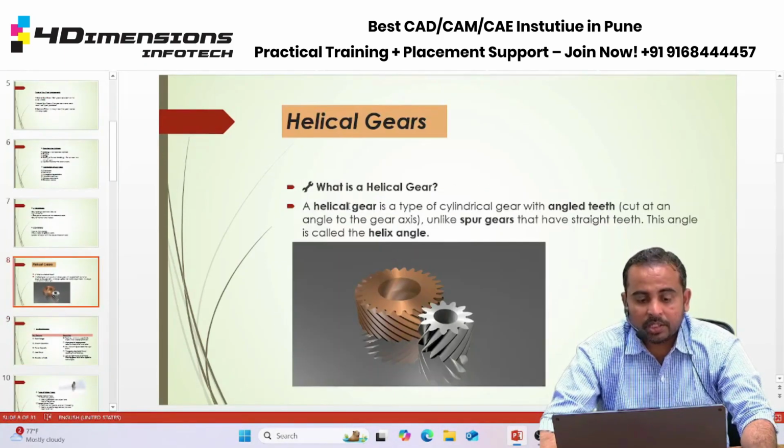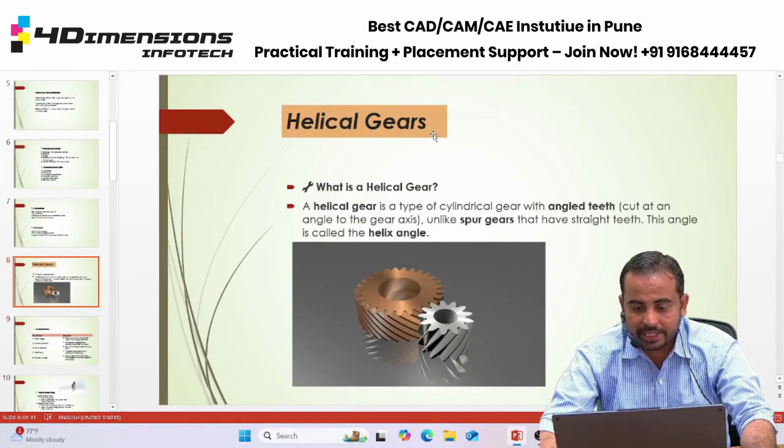Now the next type of gear we are going to see here is helical gears.